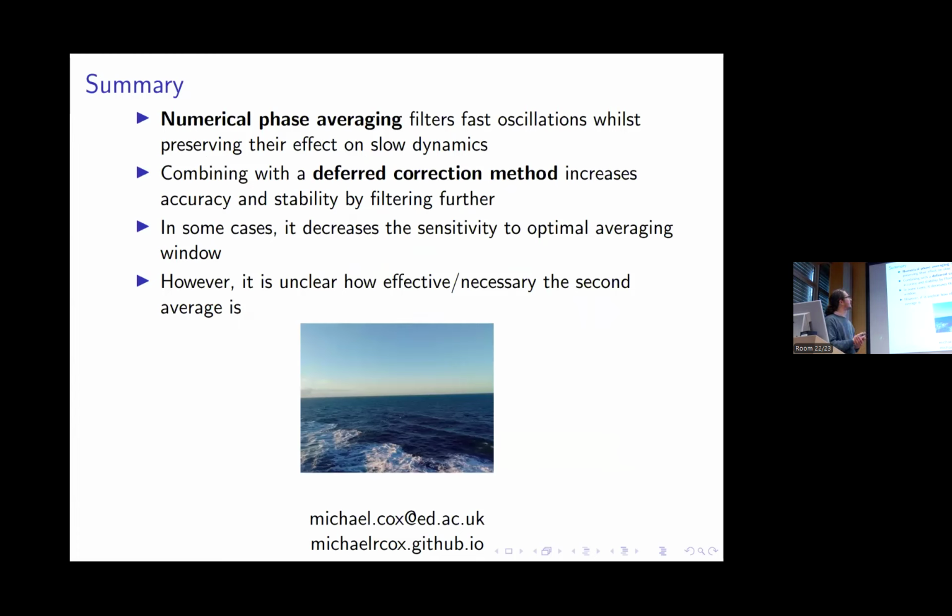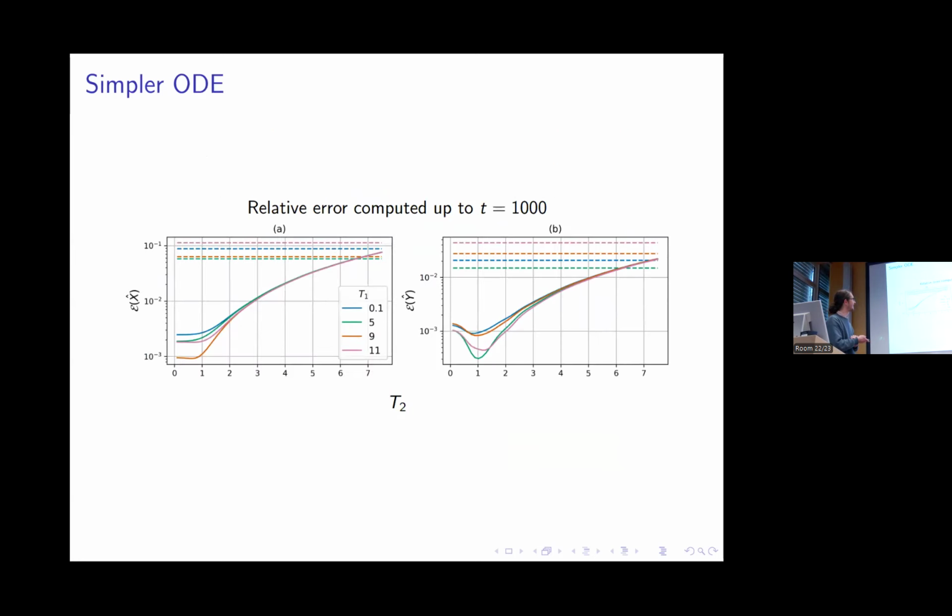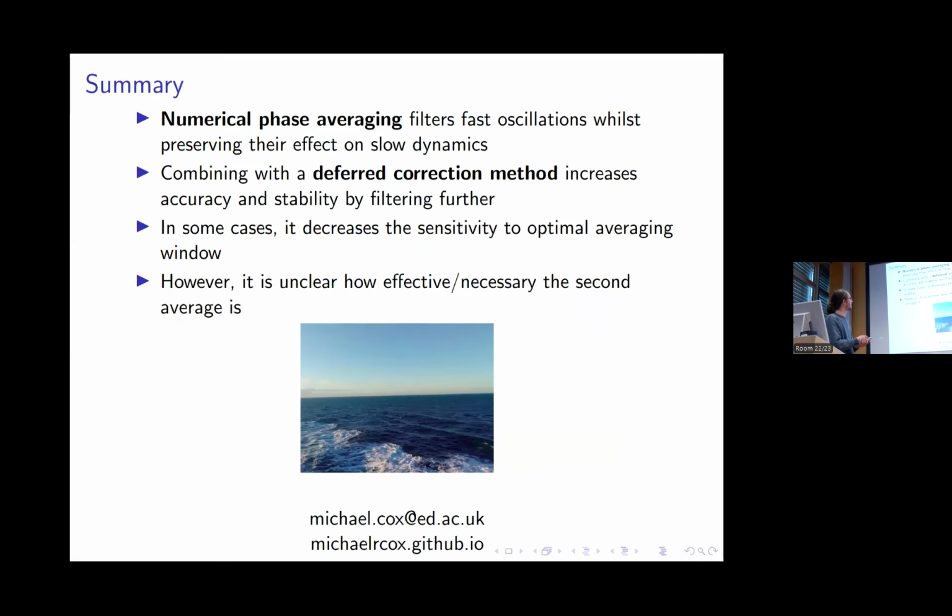But we do have issues. The issue being, I'm not sure how effective the secondary average is. I mean, in these plots, averaging a second time is not too beneficial. And this increase in initial average is somewhat confusing to me as well. So I'm interested to hear what other people think about this as well.